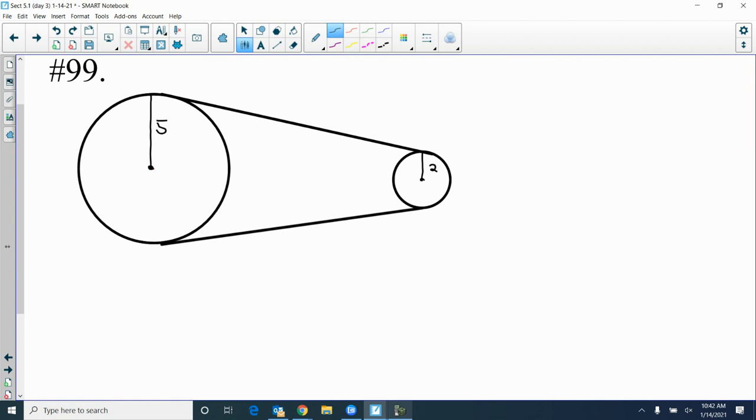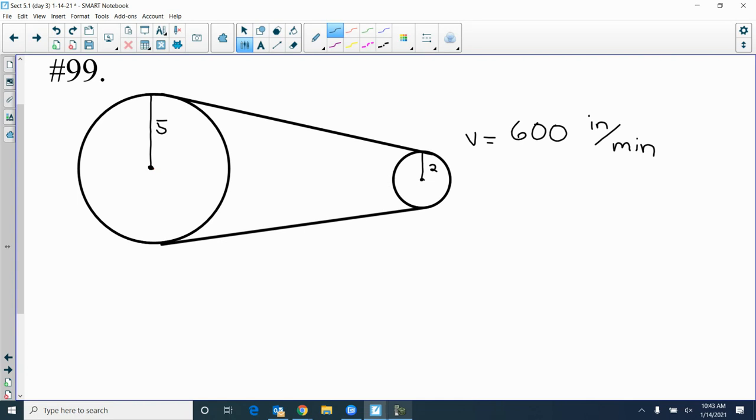Or we're gonna do it the easy way and the hard way. Alright, there's two parts to it. Part A, we're gonna do the hard way, and part B, we're gonna do the easy way. For this, you've got two pulleys connected by a belt. The belt is traveling 600 inches per minute. The bigger pulley has a radius of 5, the smaller pulley has a radius of 2. We want to find the angular speed in radians.